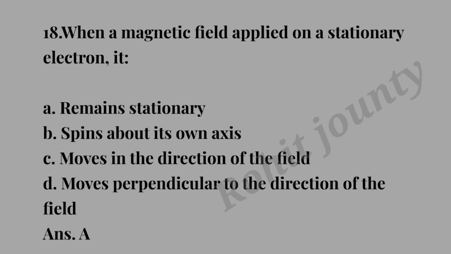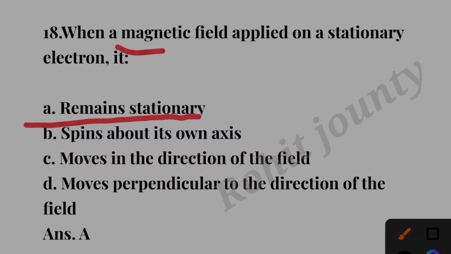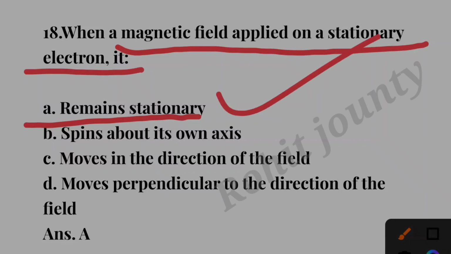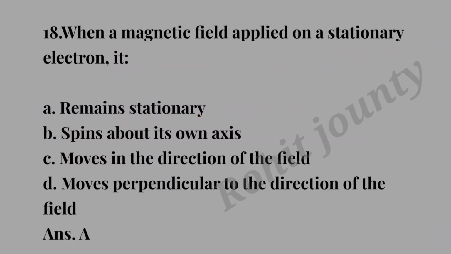Question number 18. When a magnetic field is applied on a stationary electron, it, option A, remains stationary, option B, spins about its axis, option C, moves in the direction of field, option D, moves perpendicular to the direction of field. The correct answer is option A, remains stationary. When a magnetic field is applied on a stationary electron, it also remains stationary. Option A is the correct answer.